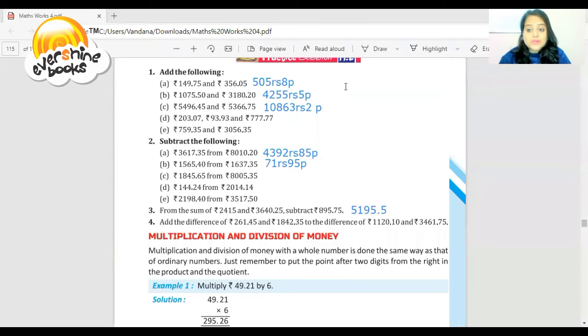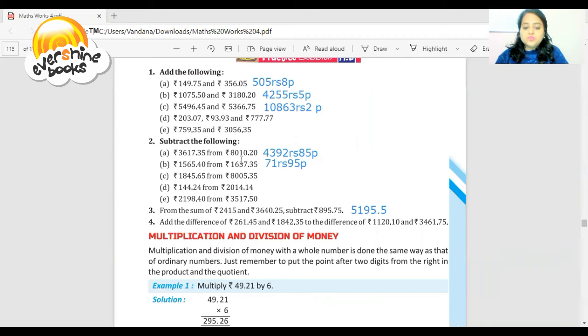Now students, these are your following sums. You have to divide the portion of rupees and paise and your answer is 505 rupees 8 paise. In the second question, your answer is 4,255 rupees 5 paise. And in the third question, you will get the answer 10,863 rupees and 2 paise. Now do these sums in your notebook and your second question is subtract the following. You have to do the subtraction from this number. It's your bigger number and it's your smaller number. You will get the answer 4,392 rupees 85 paise.